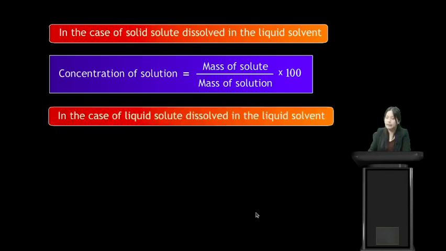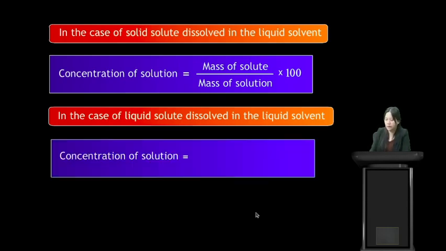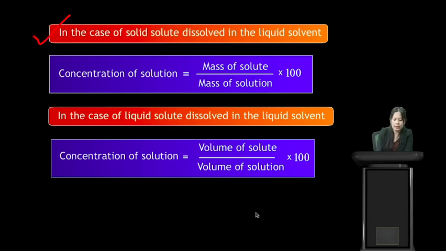In the case of a liquid solute dissolved in a liquid solvent, taking the example of water and ethyl ether, we can calculate the concentration of the solution using this formula, that is volume of solute by volume of solution into 100. So check the difference. In the first case it is a solid solute and liquid solvent. In the second case it is a liquid solute and liquid solvent. So this is how we can calculate the concentration of a solution.